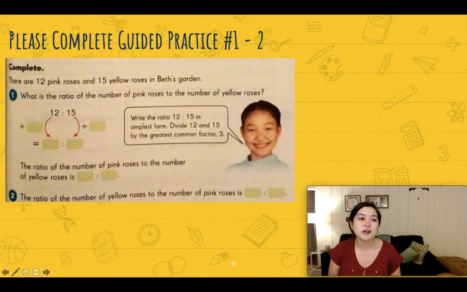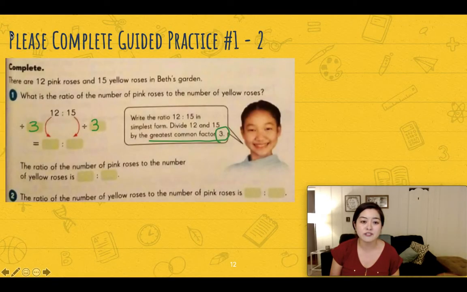Hey, welcome back. All right, so let's look at the problem that you did. There are 12 pink roses and 15 yellow roses in Bet's garden. What is the ratio of the number of pink roses to the number of yellow roses? So what's the order that I have to write it in? Well, they already wrote the order for you, actually: 12 to 15. And you want to, again, write it in simplest form. So you have to divide by a common factor.